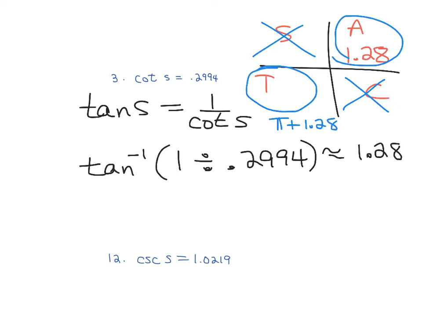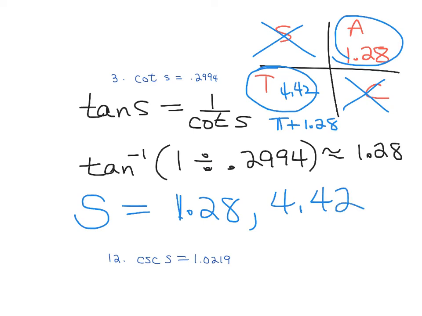Once I do that math, I get 4.42. So the two measures of S are going to be 1.28 and 4.42. And these are all radian measures that I'm giving you, or that we're getting as our answers. Again, these are all radians. All the questions I've done, starting, I think, at example 9. And this should actually say number 11. My numbering got off.